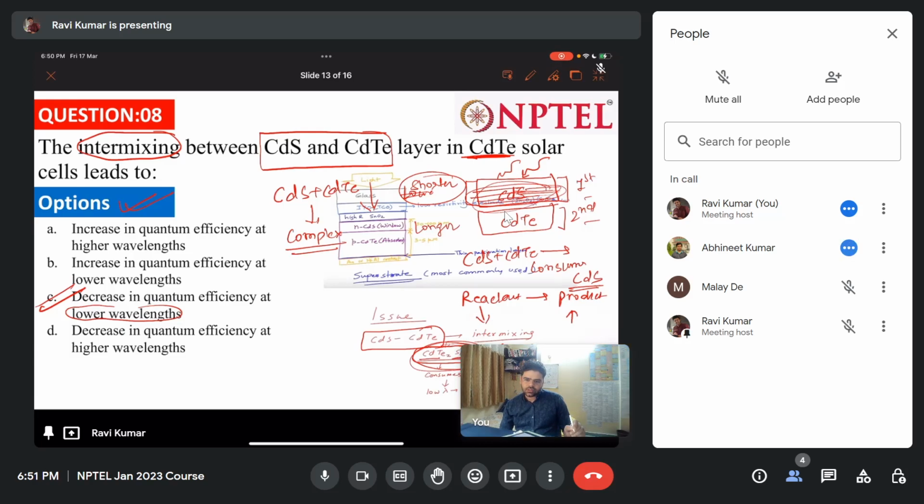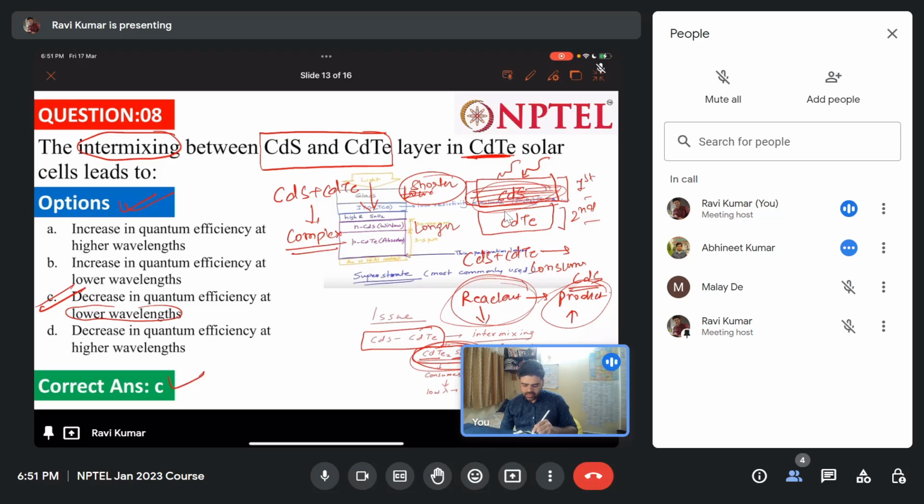Same thing is happening here. This CdS is being decreased and this complex is being increased, and due to the decrease in this CdS layer, our efficiency at the lower wavelength side is being decreased. That's why the decrease in quantum efficiency at lower wavelength is the correct answer. I hope you got it. Yes, sir.